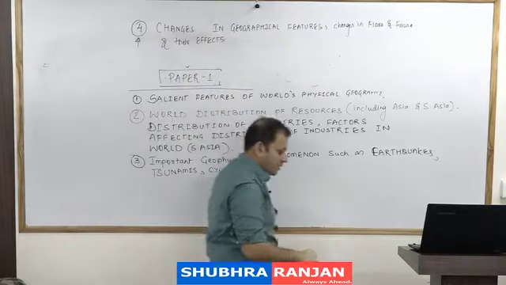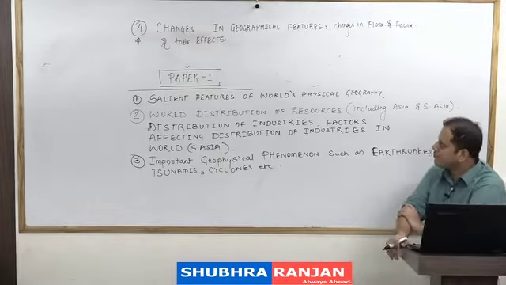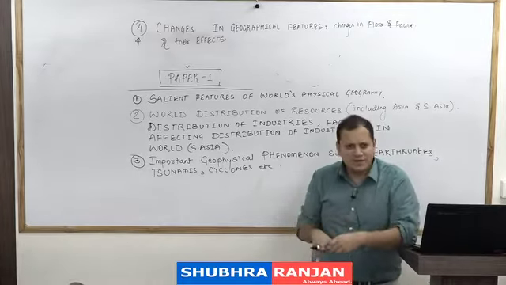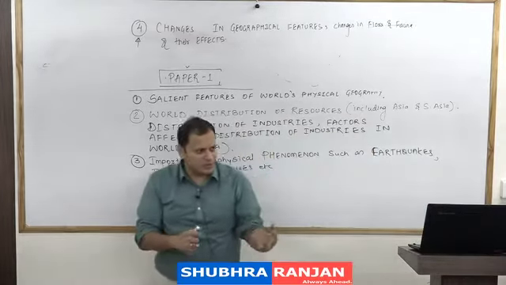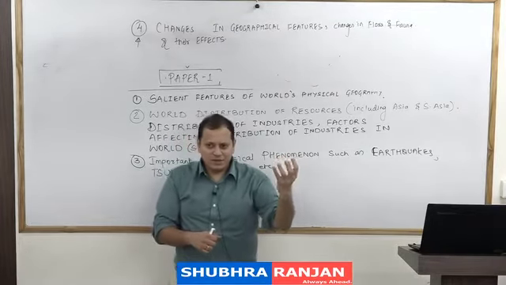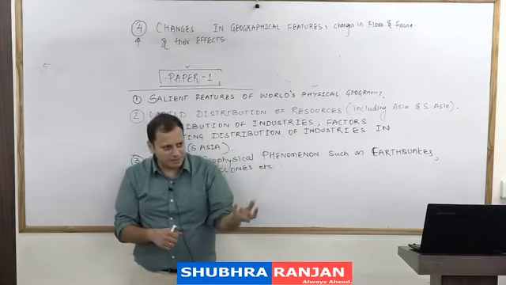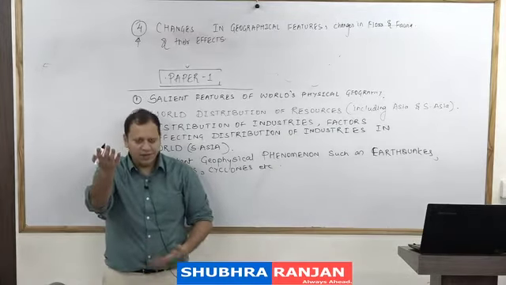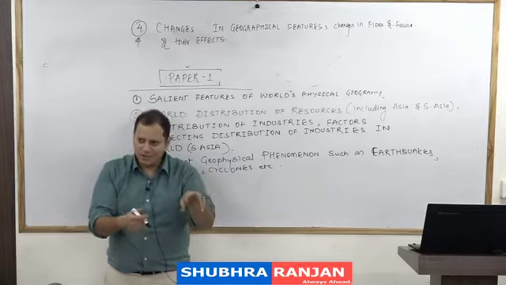And their effects. So can I say changes in the geographical features? Why are these changes happening? Due to some natural reasons, but mostly due to human reasons. That is, we are increasing the temperature. Because of the increase in temperature, there is melting of ice caps and glaciers. Because of the melting of ice caps and glaciers, there is a rise in the sea level. Due to the rise in the sea level, many of the coastal areas are being submerged.